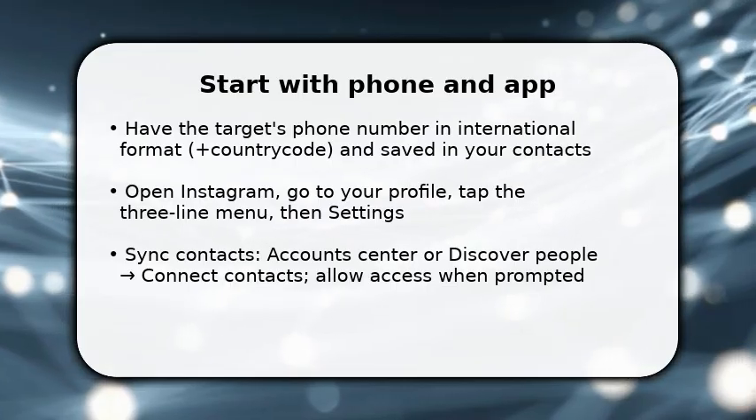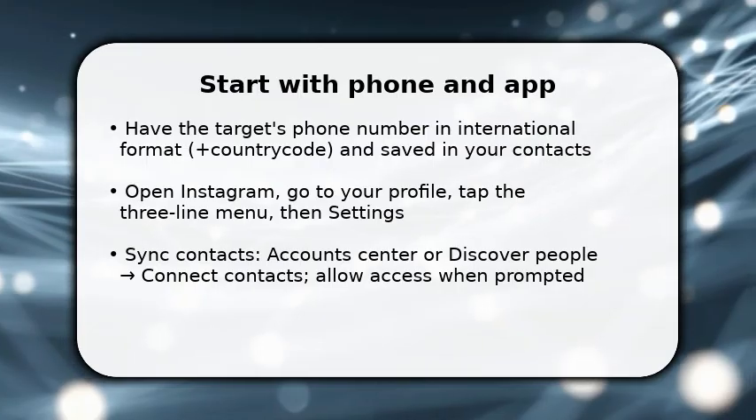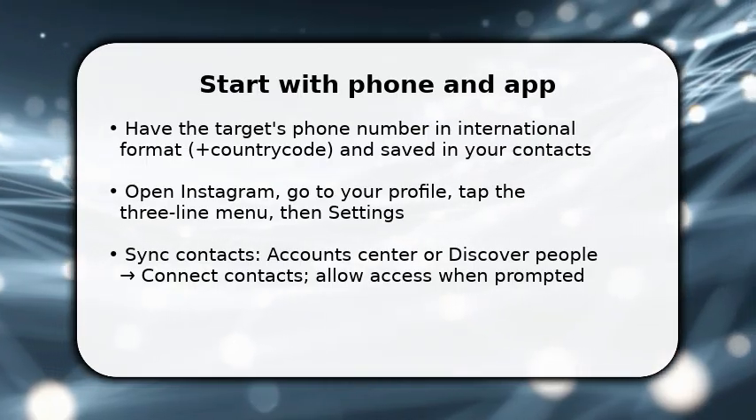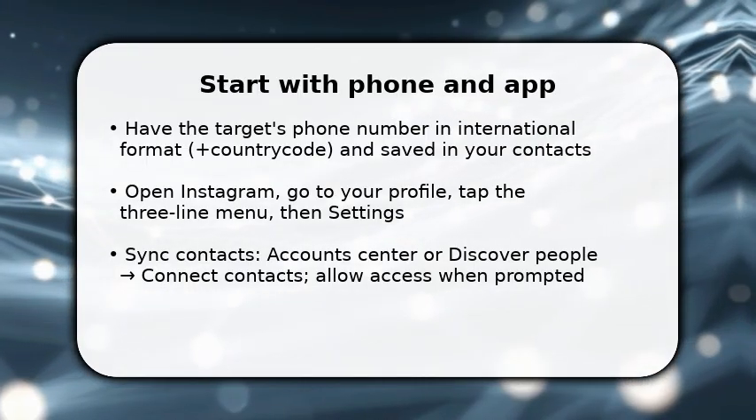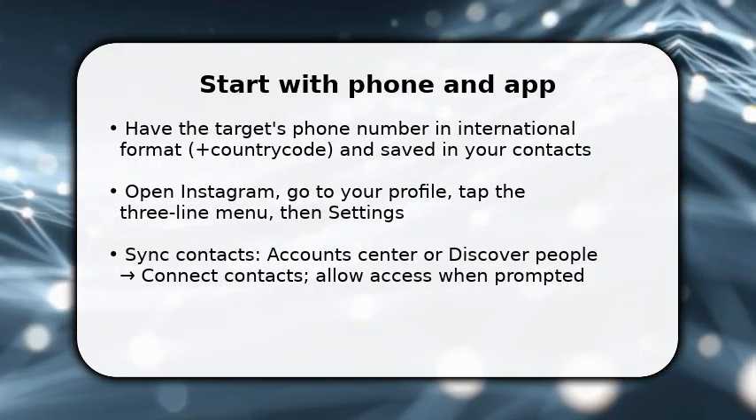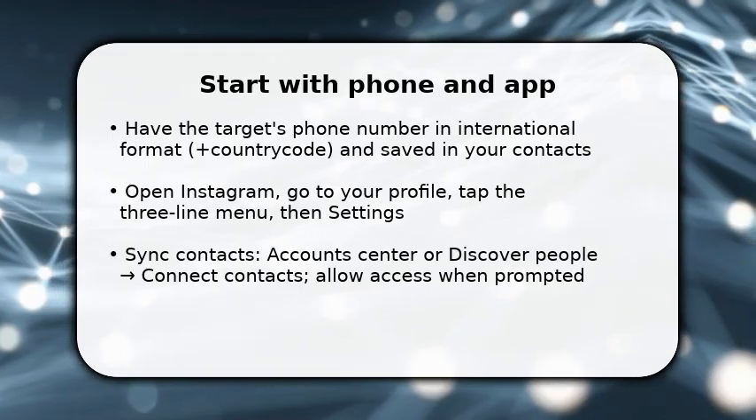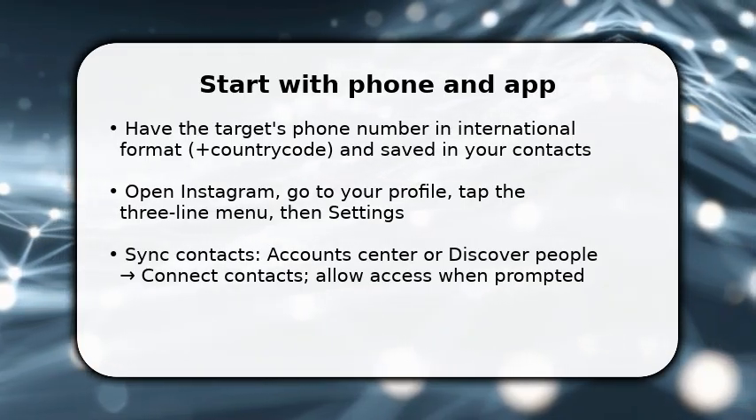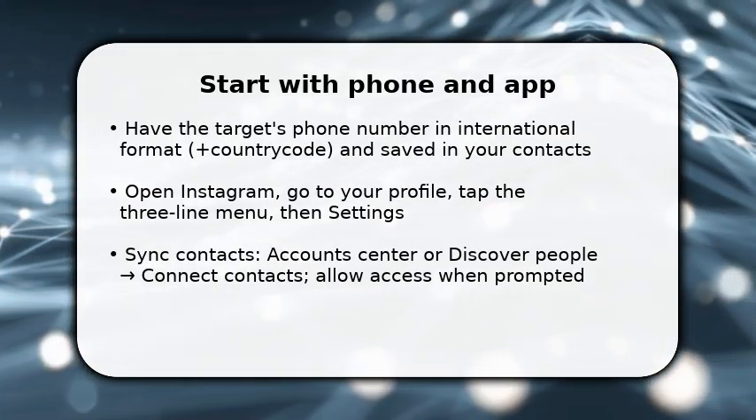You begin by ensuring the phone number is exact and saved in international format. This reduces mismatches. Open Instagram and go straight to Settings, then the Discover People or Account Center where contact syncing lives. Grant the app permission to access contacts so Instagram can compare numbers to accounts.